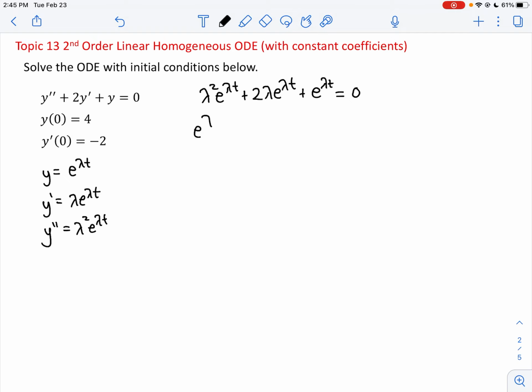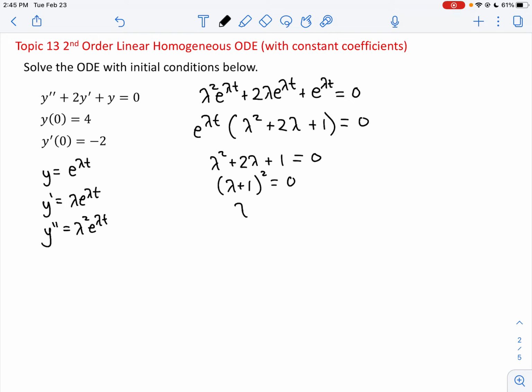Again, you can factor out the e to the lambda t's, leaving your characteristic polynomial behind. So lambda squared plus 2 lambda plus 1 is equal to 0, and that's what we want to solve. Now this does factor into lambda plus 1 times another lambda plus 1, so it's really a perfect square. So we only get one distinct answer out of this, lambda equals -1.